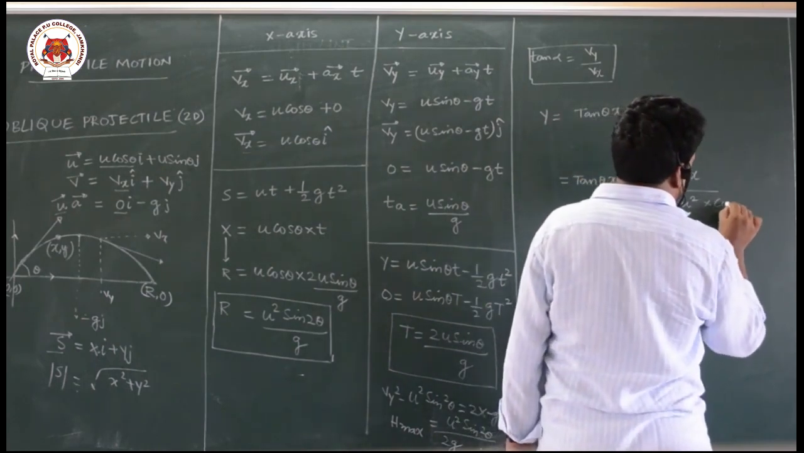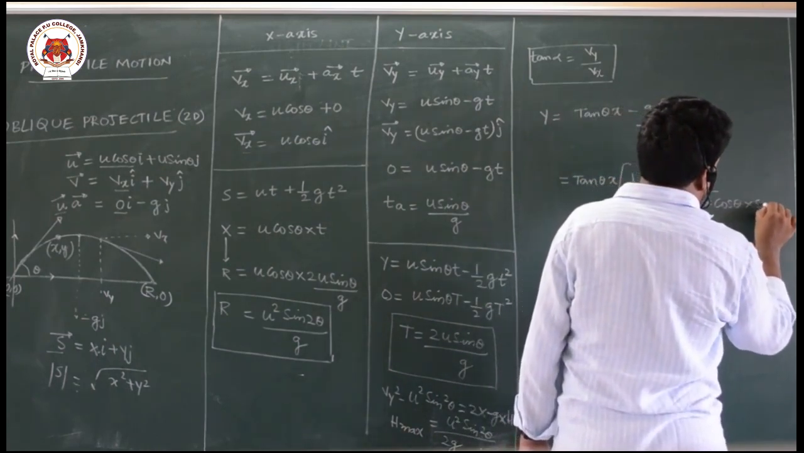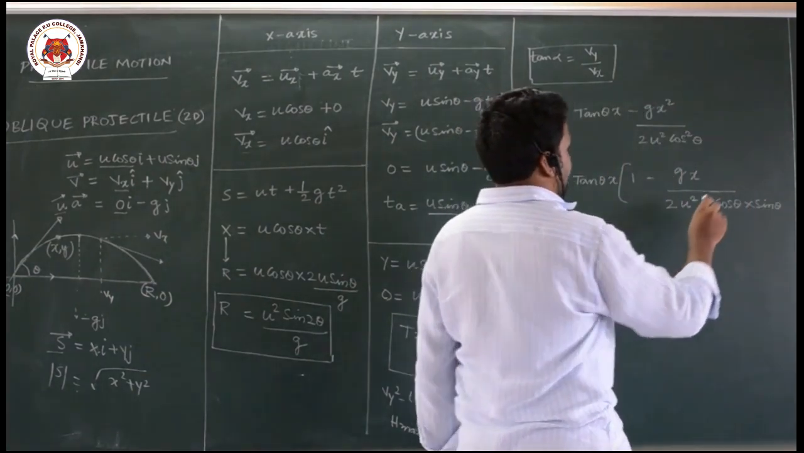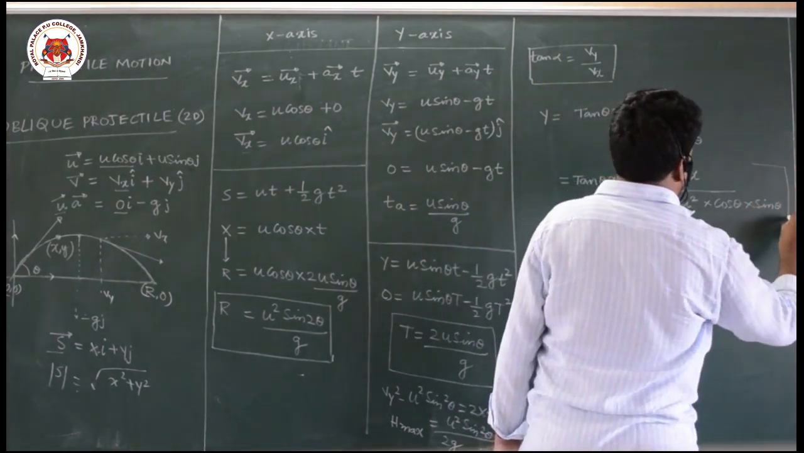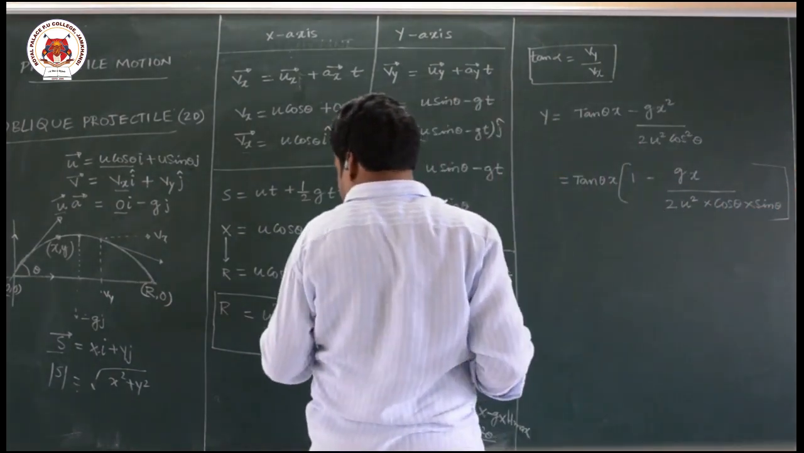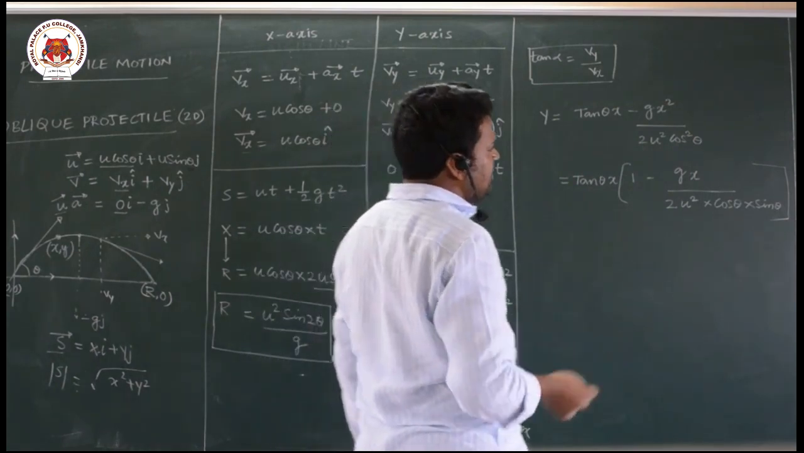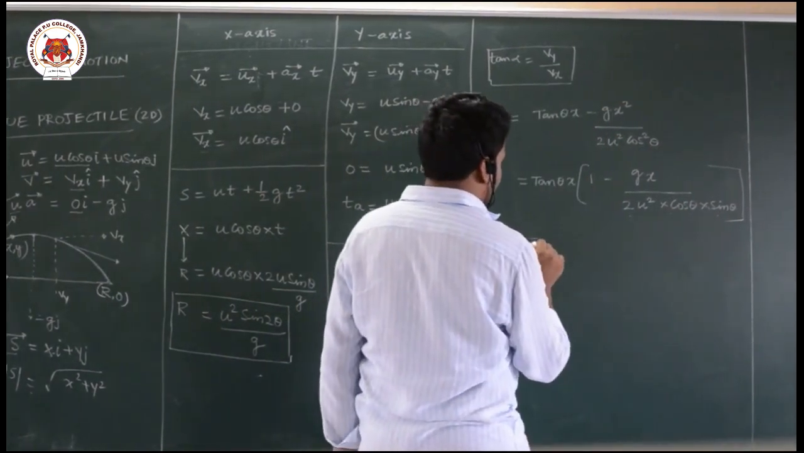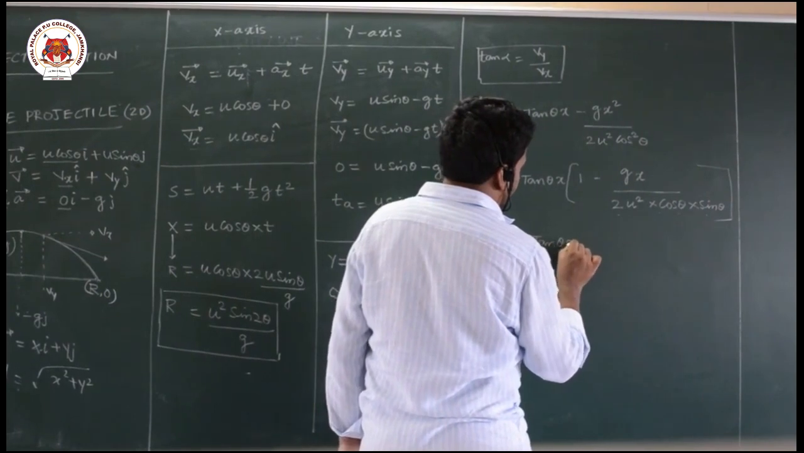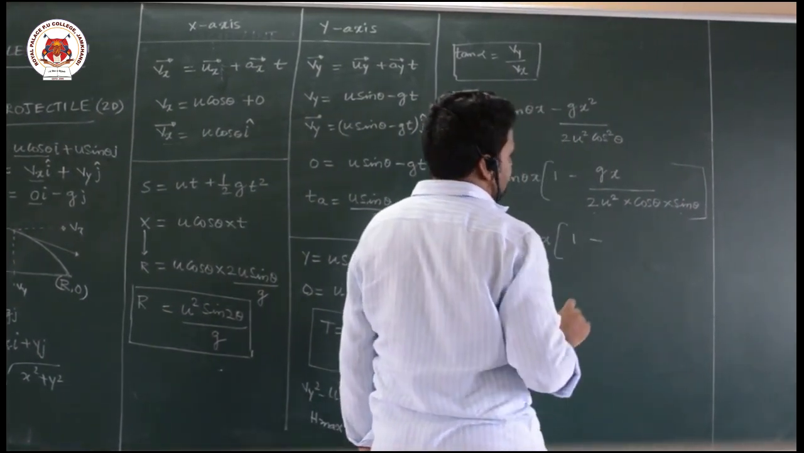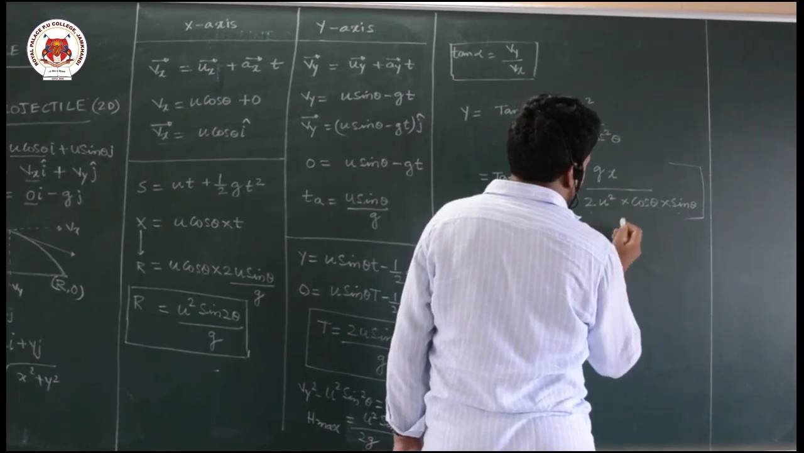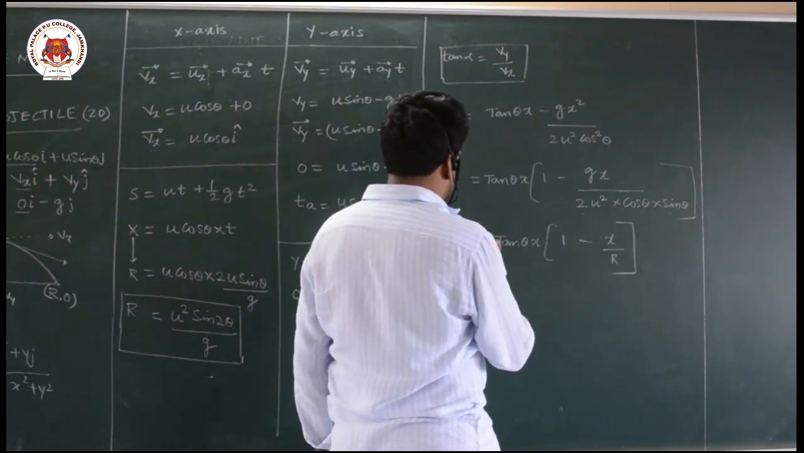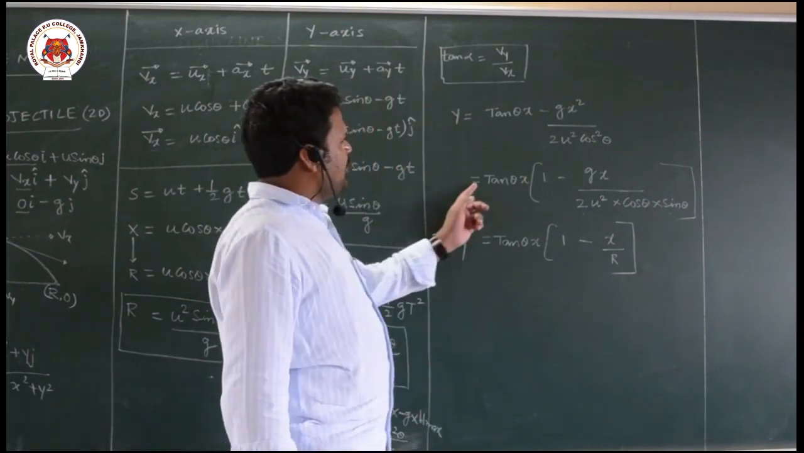So you will get cos theta into sin theta. Now what is 2u square cos theta into sin theta? It is nothing but the range. You will get y equals tan theta x into 1 minus x by R. This is another formula for the trajectory. You can multiply again, you will get the same.